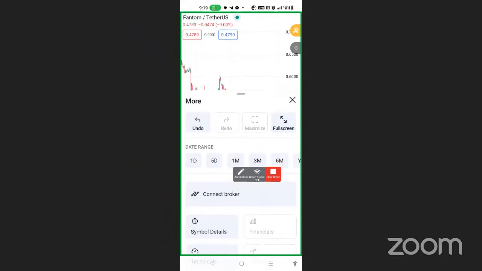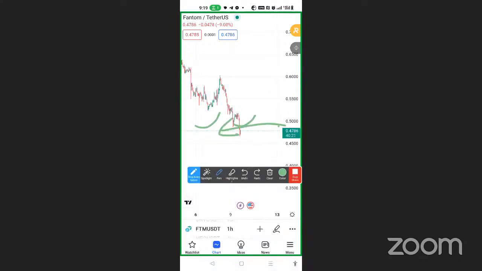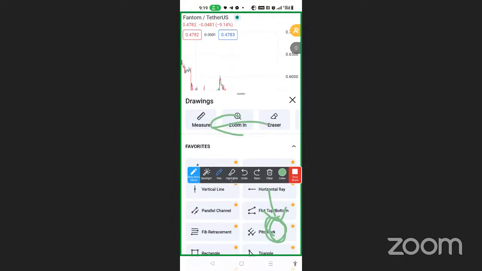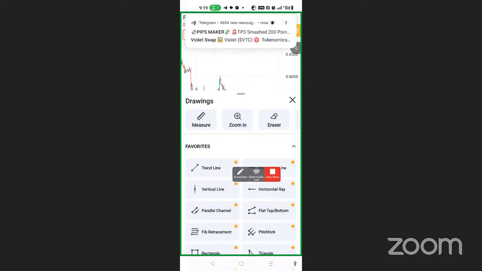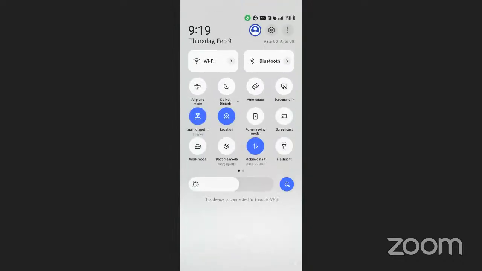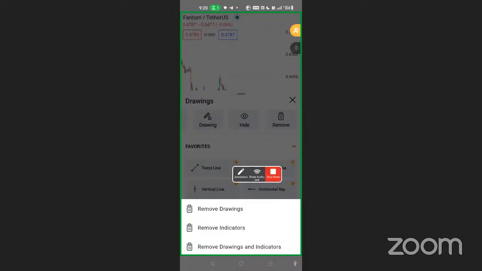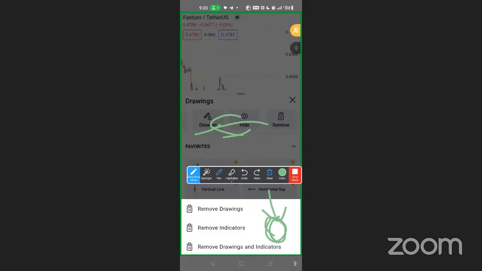Why is it not moving? Okay, I think I've forgotten. Yes, sure. So you tap on the pencil here. Tap on the pencil, move your screen this side. On the area measure, erase this, and move it until you come to an area of remove. So remove what? Let me first block. You tap on remove, and what are you removing? You are removing drawings and indicators. So this one down here. You are removing drawings and indicators.